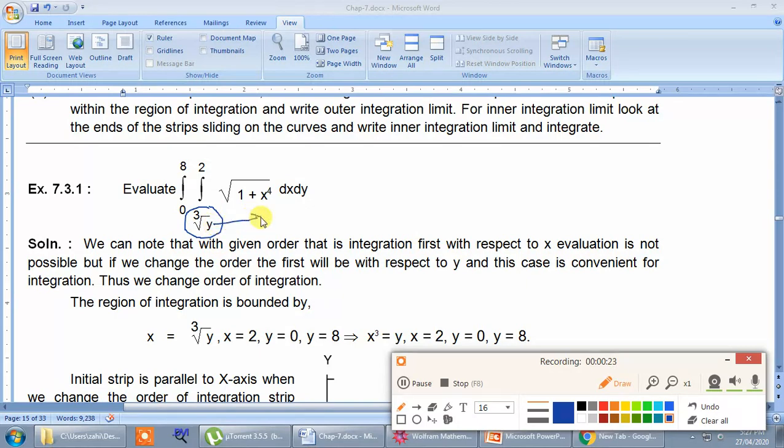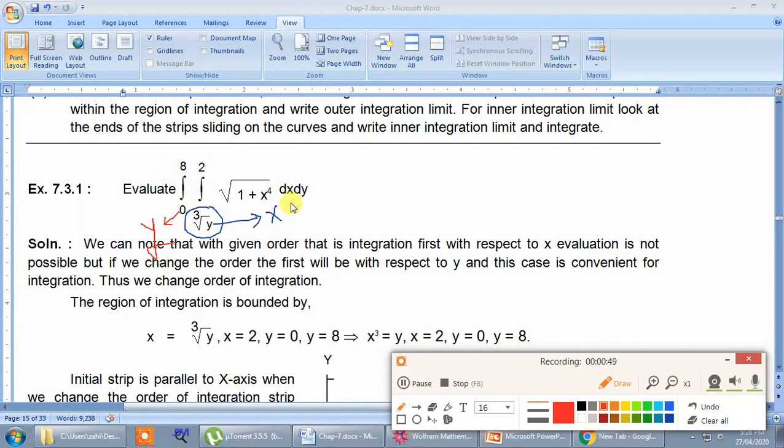It indicates that it is a limit of which variable? The x variable. Obviously, if the inner integration limit is a limit of x, the outer integration limit will be the limit for the y variable. Therefore, we can directly write that the limit for x is from cube root of y to 2, and y is from 0 to 8.